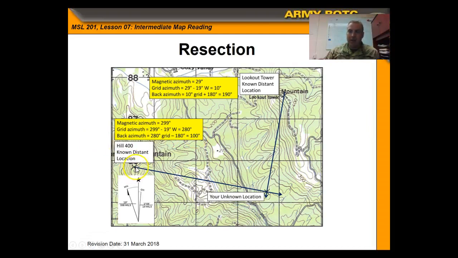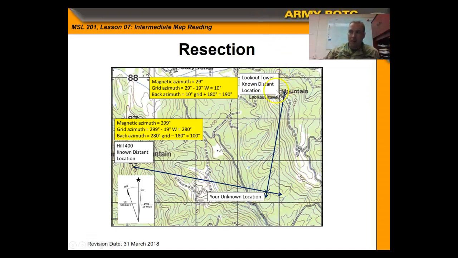So what that means is the azimuth from this known point, from this hill to your location, is 100 degrees grid azimuth. So then you take your protractor, line it up, draw the line 100 degrees out as far as you need to go, to give it enough room to intersect with the other line.